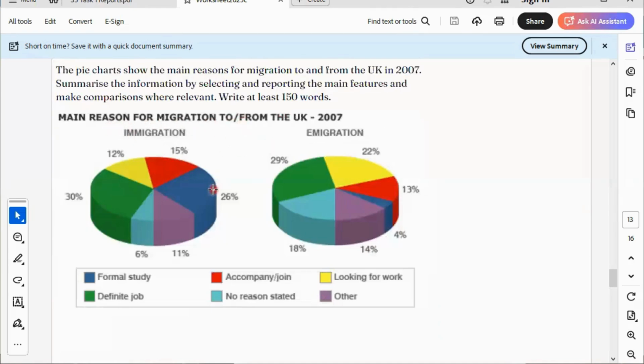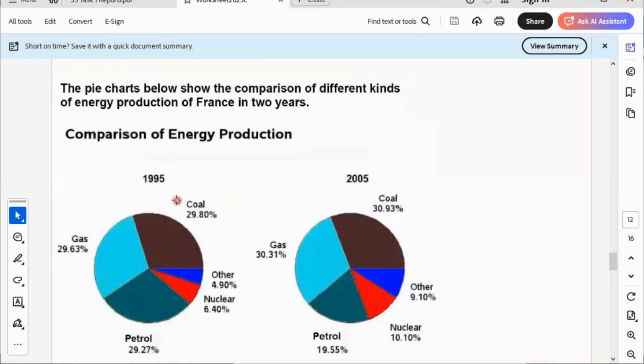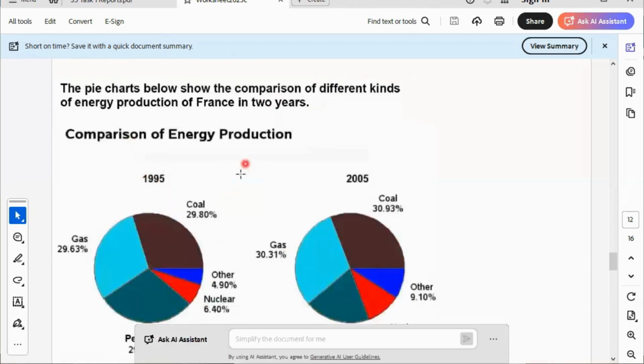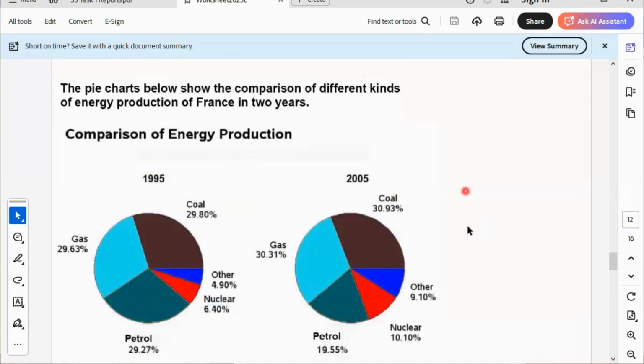Okay? Let's ask a question about this one first. What language should I use here? Should I use both languages, or should I use only the language of comparison? I want you guys to answer. What language am I to use for this particular chart? Both language of trend and comparison, or only the language of comparison?